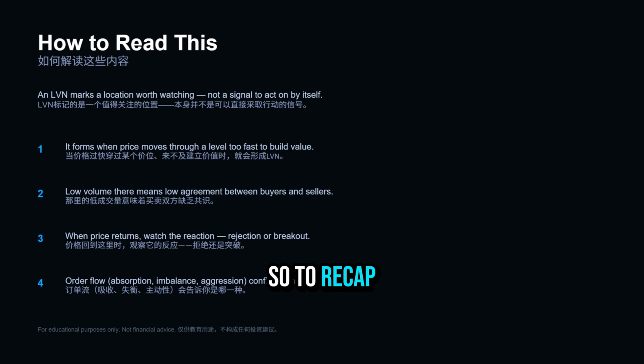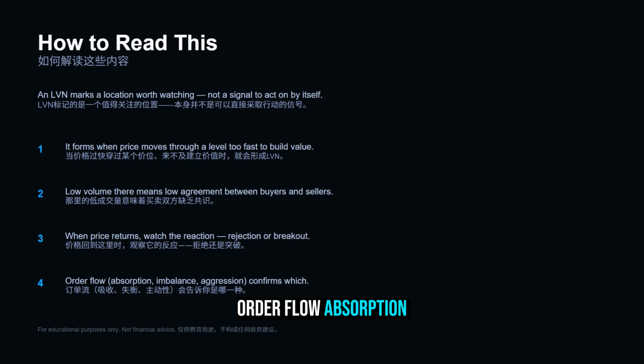So to recap, the four points on the screen. One, a low volume node forms when price moves through a level too fast to build value. Two, low volume there means low agreement between buyers and sellers. Three, when price returns, watch the reaction, rejection or breakout. Four, order flow, absorption, imbalance, aggression, confirms which one you're actually looking at.